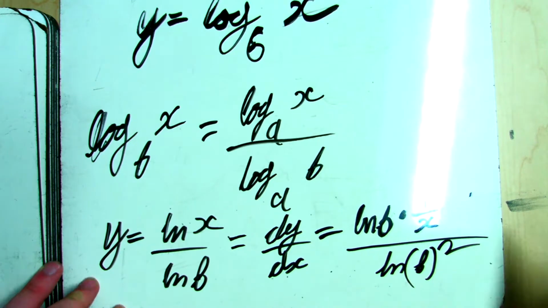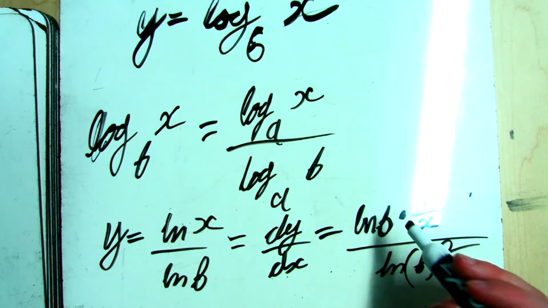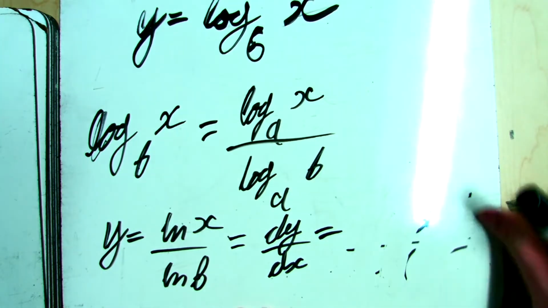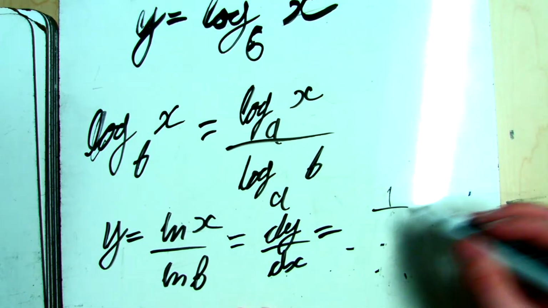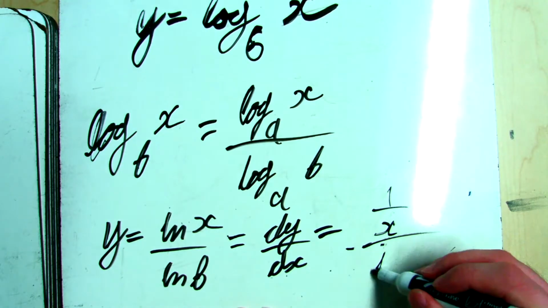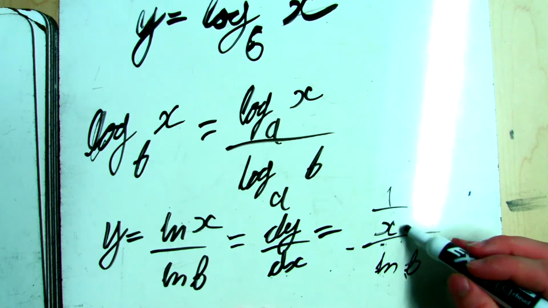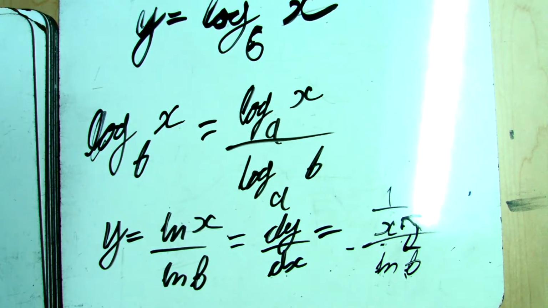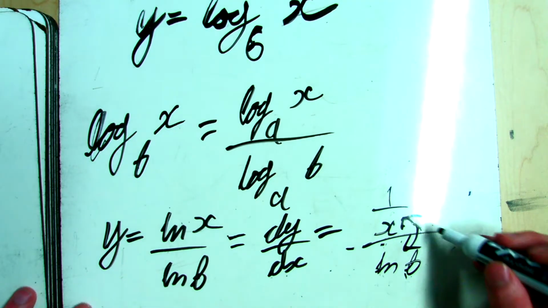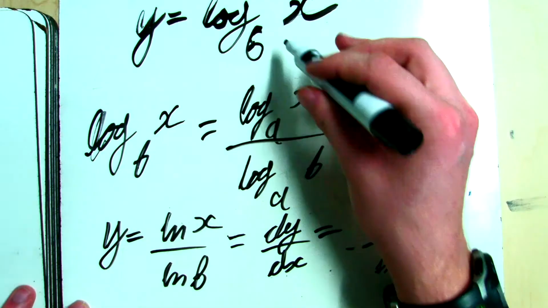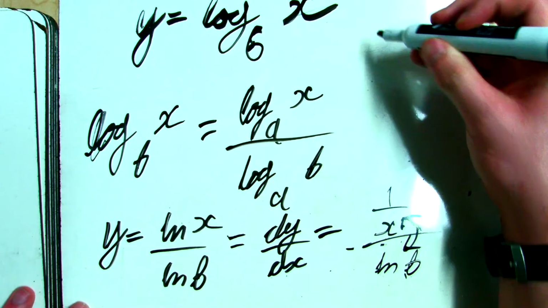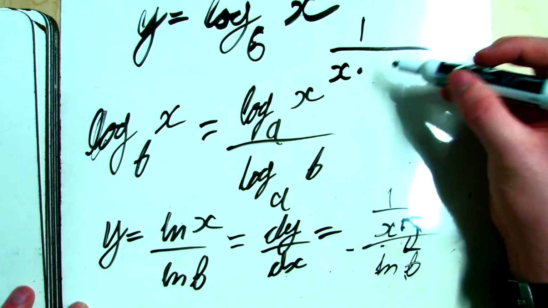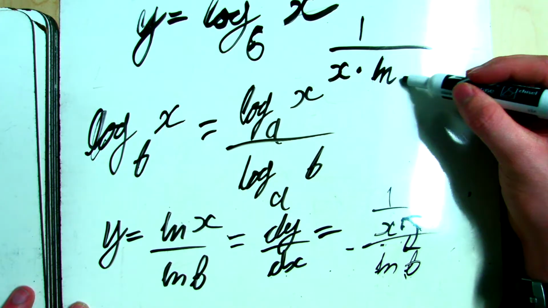Now, since there's a natural log of b on top and bottom, we can take one out for each. And then we have 1 over x over natural log of b. And these can be put together due to the fact they're both being divided, to have the derivative of a logarithm of x equal 1 over x times the natural log of b.